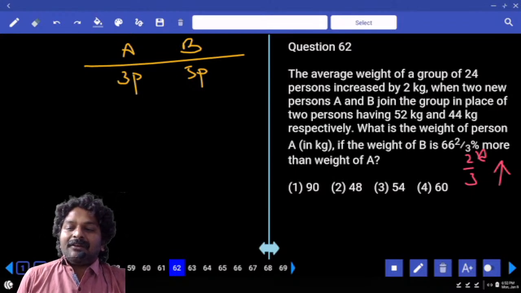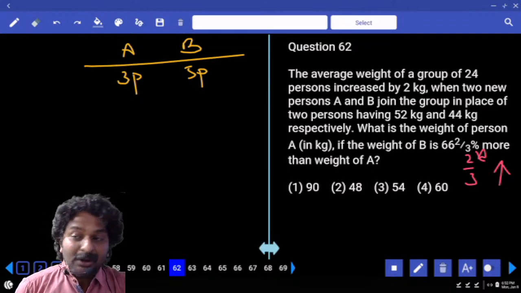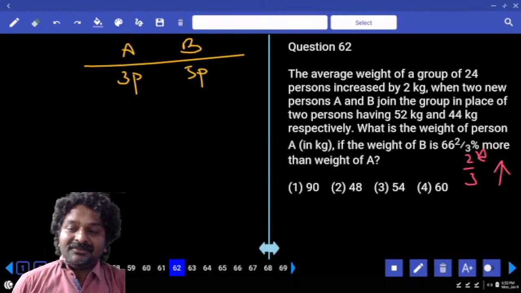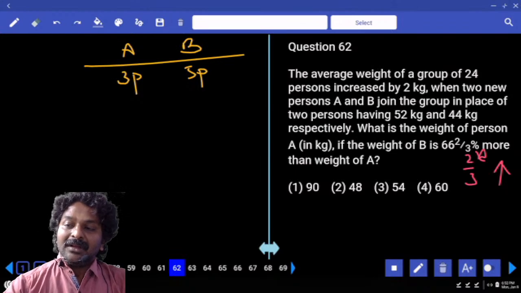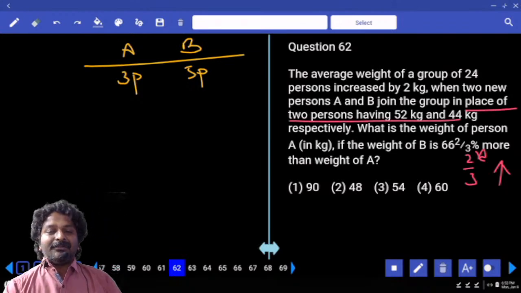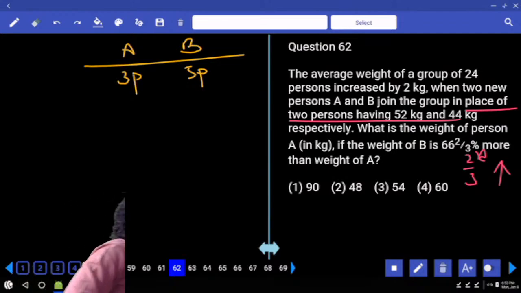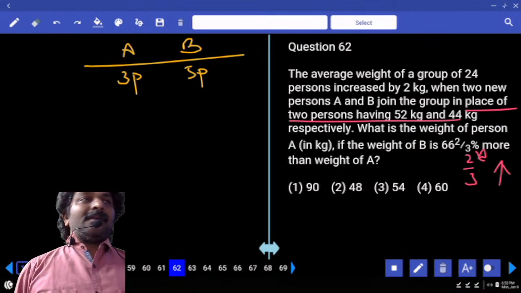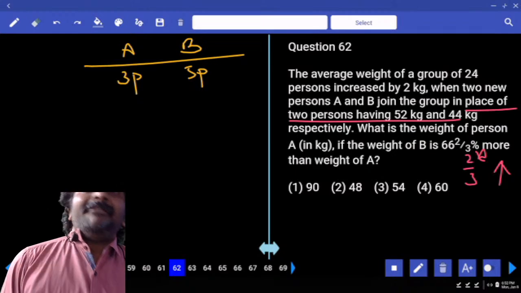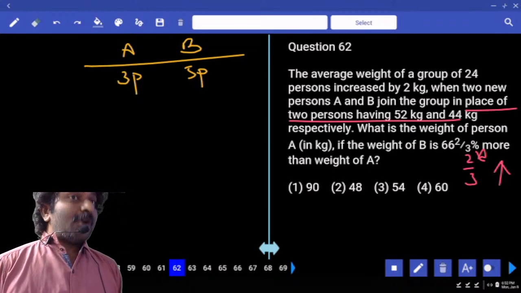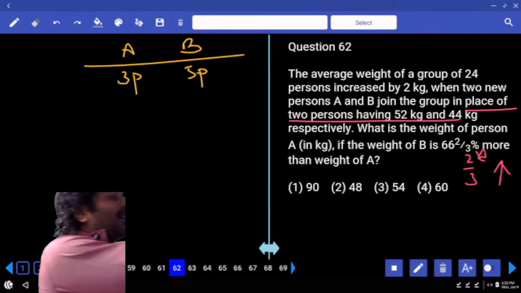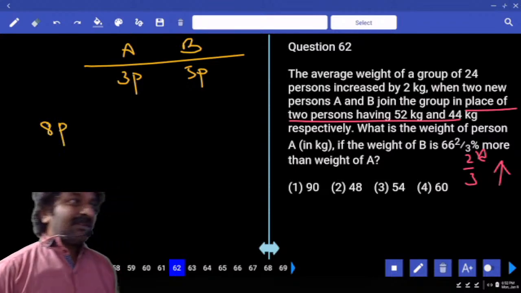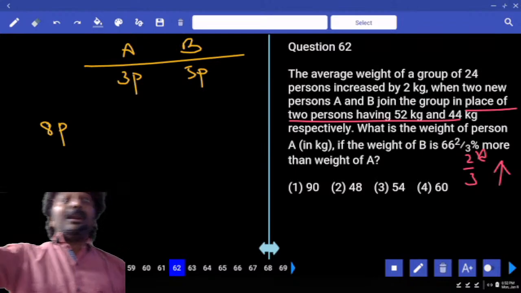Now the average weight of total 24 persons is increased by 2 when 2 persons A, B, 5 parts and then 3 parts join the group in place of 2 persons having 52 and 44. Okay. Now, what is the weight of 2 new people here who joined the group? What is the weight of 2 new people who joined the group? How many parts? 8 parts. What is the weight of 2 people who left from the group?